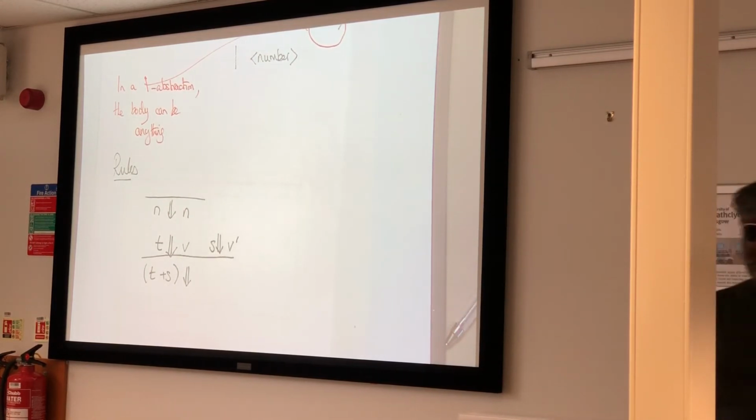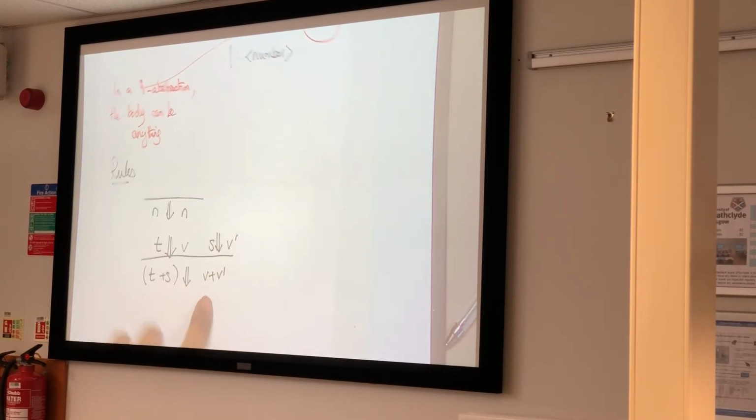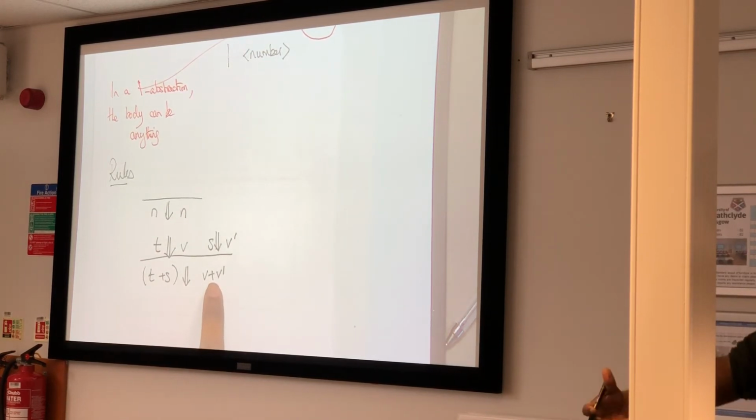That would be v plus v prime. Yeah, so this V is hopefully a number, this V prime is hopefully a number, so I can write V plus V prime, and again, this plus is the plus on integers, not the syntactic plus that's inside lambda terms. Great, you can do this. I could retire and just give you the notes. Fantastic.